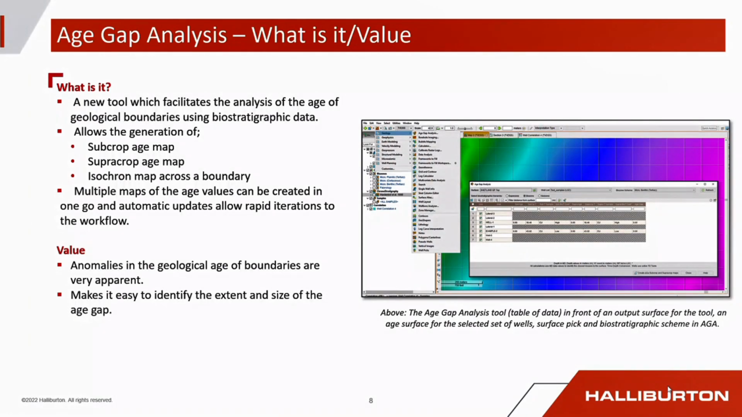These maps make any anomalies in the well pick or horizon interpretation very apparent, and this mismatch in geological ages identifies where interpretations need to be amended. The isochron maps make it much easier to identify the extent and age of age gaps in the data, and these could be due to unconformities.